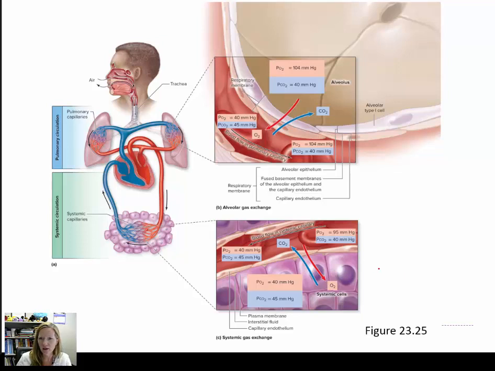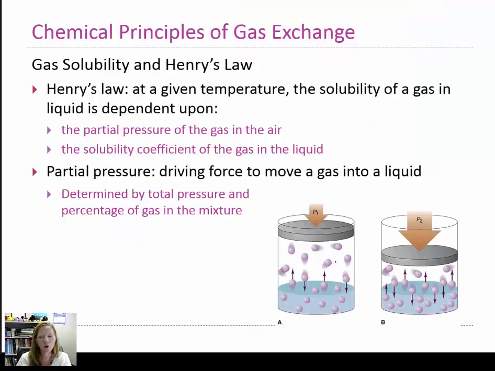So that's what we have here. This is just a reiteration of what we looked at, just in a bigger form. Now let's take a look at our next law before we move on to the whole gas exchange process.